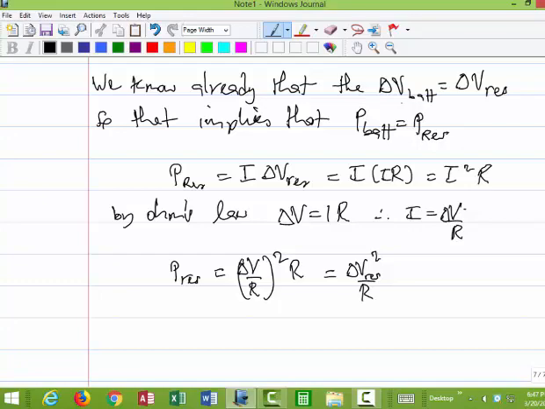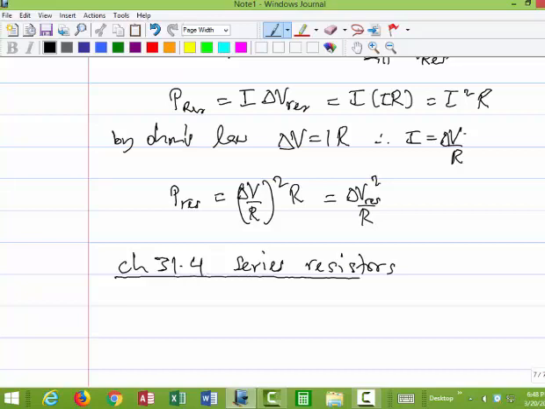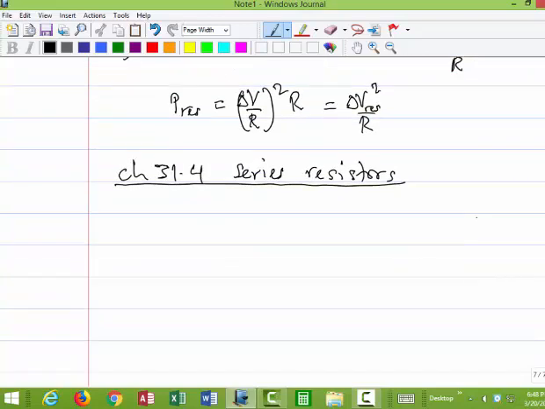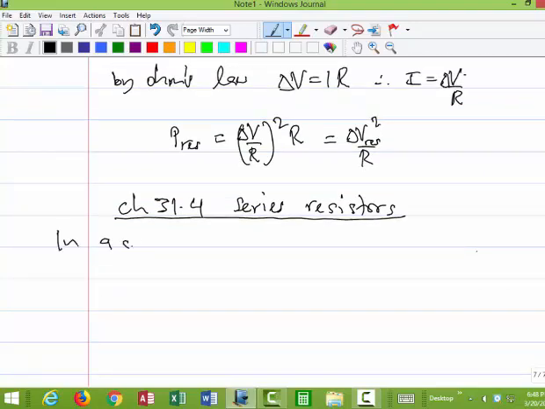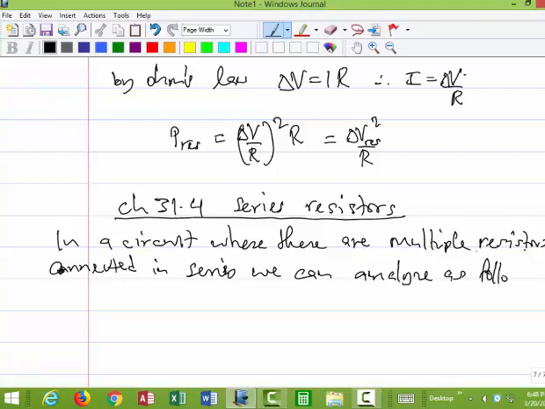So let's look at series resistors next. So we can say that in a circuit where there are multiple resistors connected in series, we can analyze as follows.